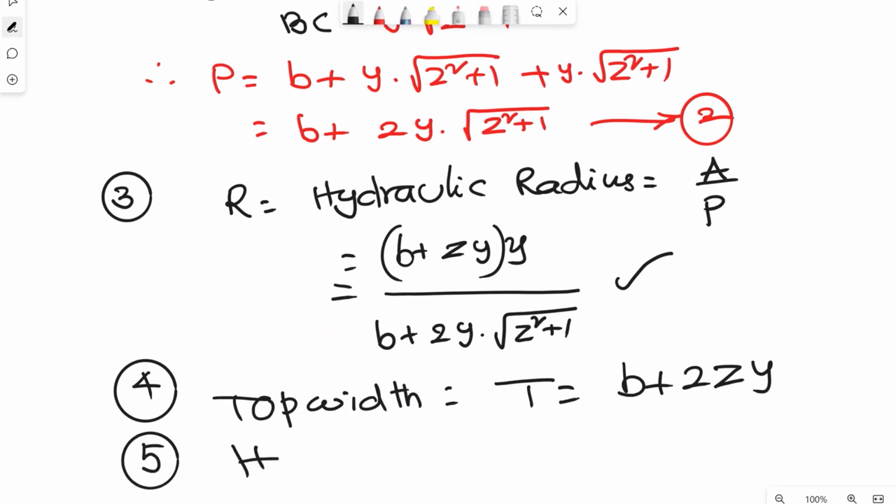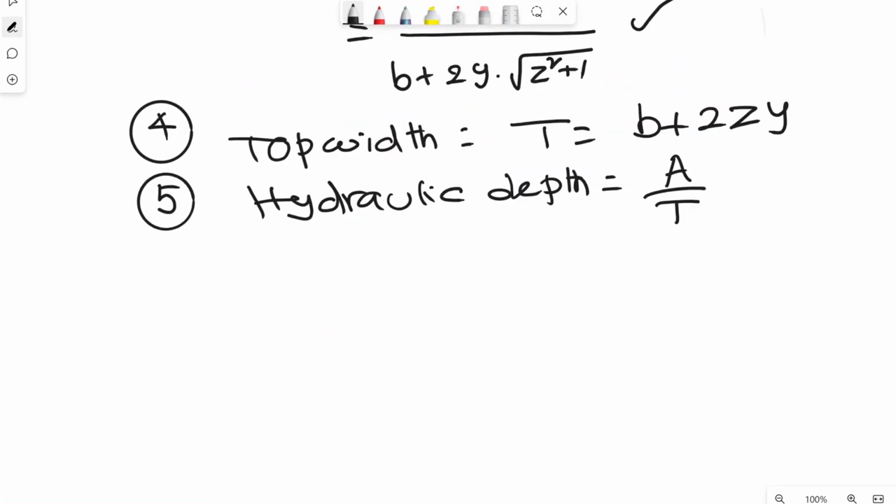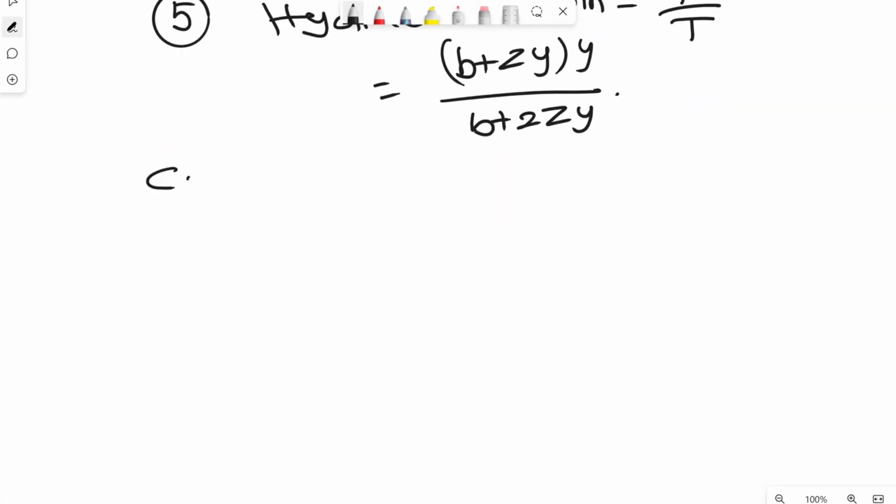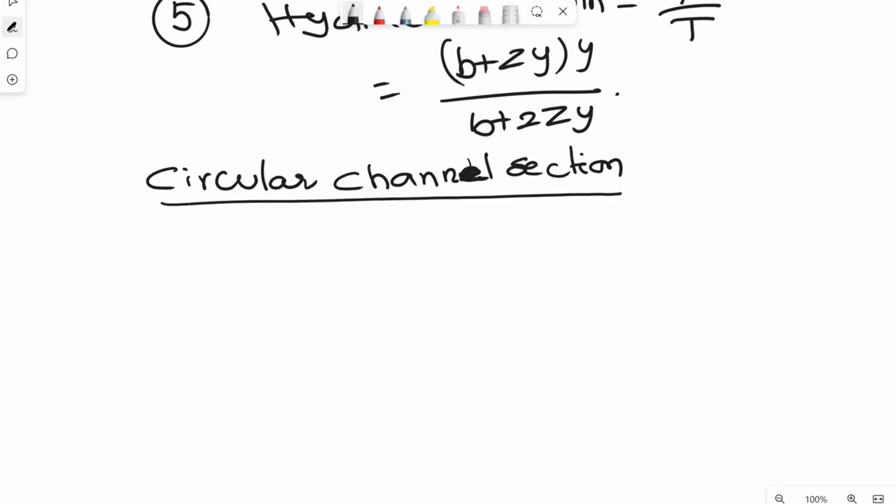Then the last one: what is hydraulic depth? Hydraulic depth is equal to A by T, so B plus ZY into Y divided by B plus 2ZY. So this is as far as the trapezoidal is concerned. Even if a triangular section is given, you can easily do it. But I will take you into one of the most important things, the circular channel section. Please see carefully.